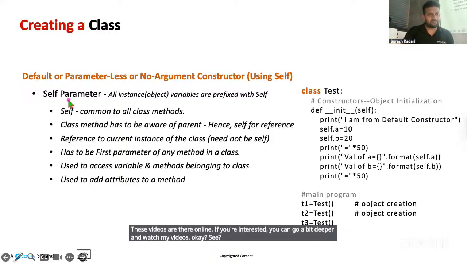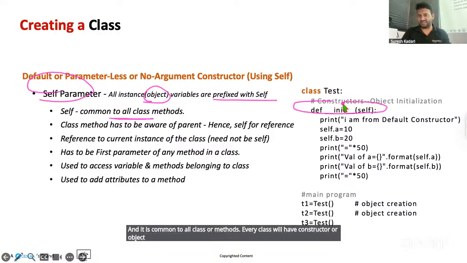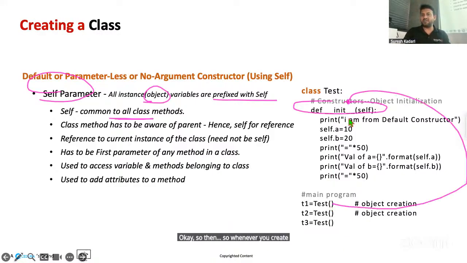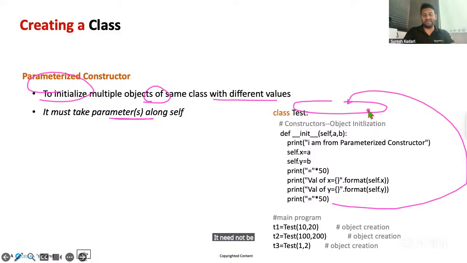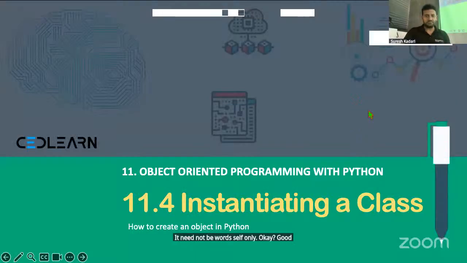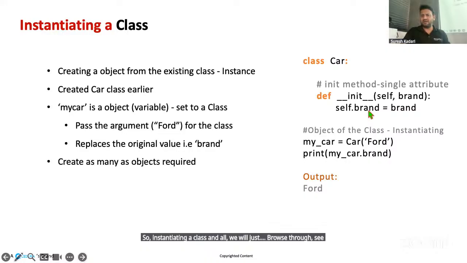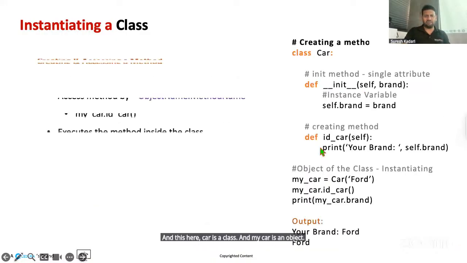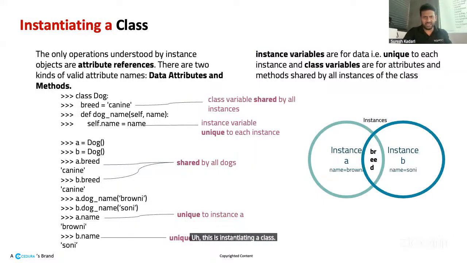See, this is the self parameter. All instance objects and variables are prefixed with self, and it is common to all classes or methods. Every class will have a constructor or object initialization. Whenever you create an object, these will be initiated. But it need not be the word self only. Good. So instantiating a class, we will just browse through. See, here car is a class and my car is an object. This we all talked about. I don't know why they're repeating. This is instantiating a class. Okay, no worries.